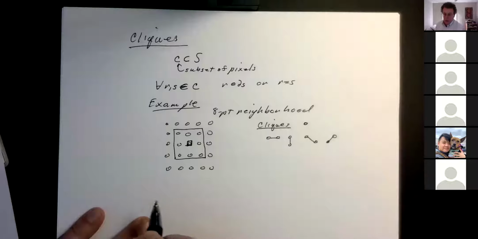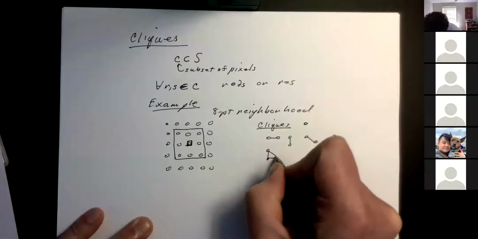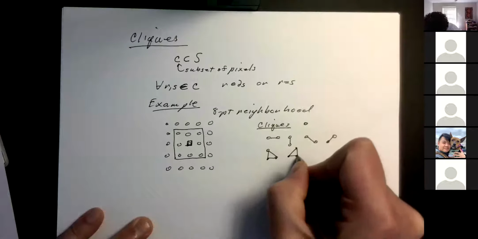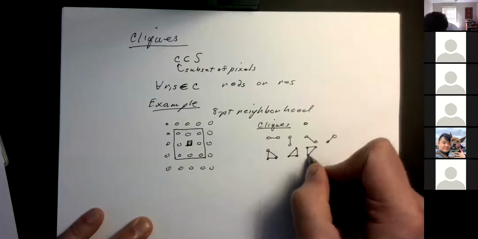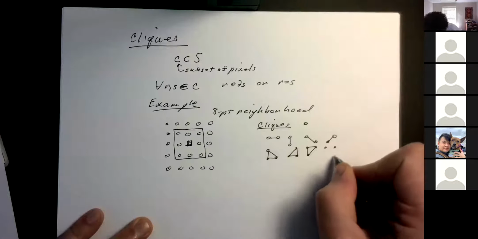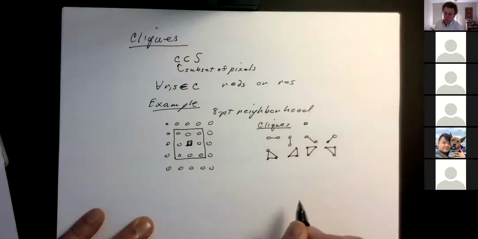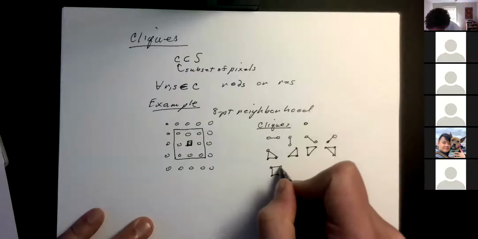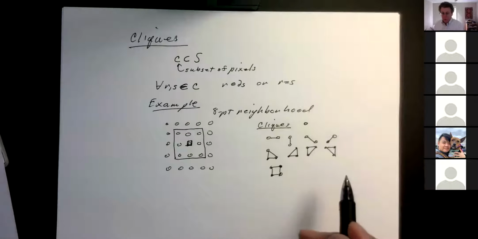Right? And now, if I have 3 points, that's a clique, right? And that's a clique, okay? And that's a clique, okay? And that's a clique, okay? So those are 4 different cliques. And then also this is a clique. Because see, if you look at it, every pair of pixels in that group of 4 pixels is a neighbor of each other, okay? So that's a clique.